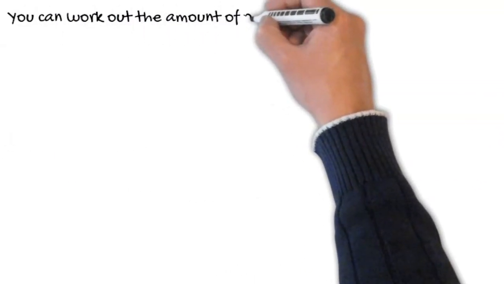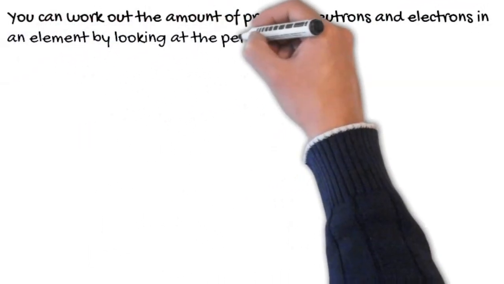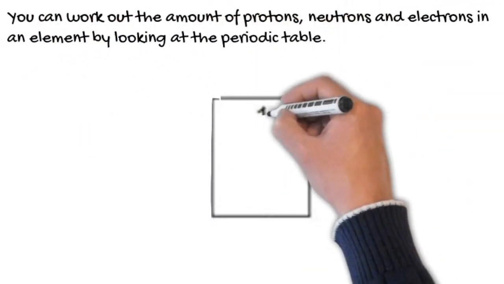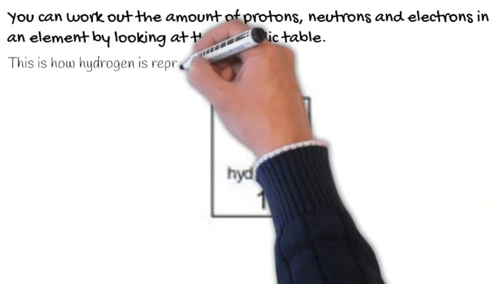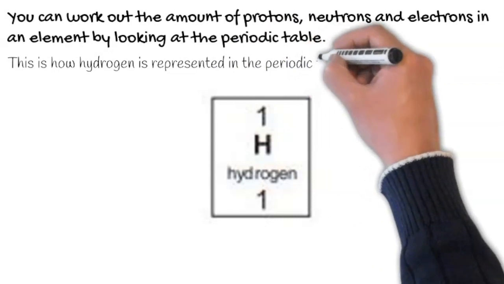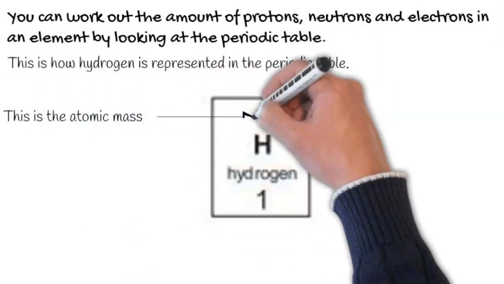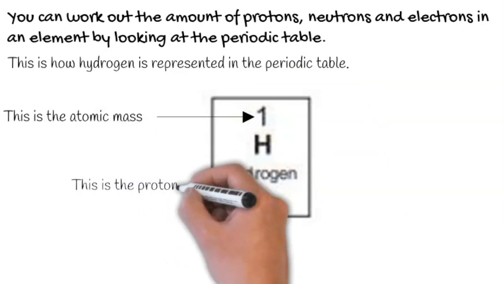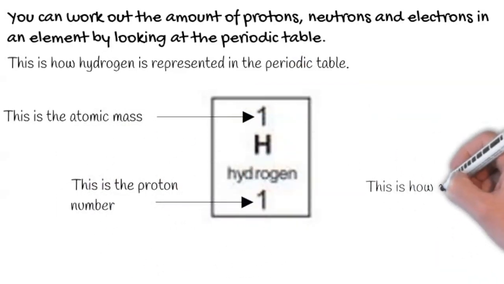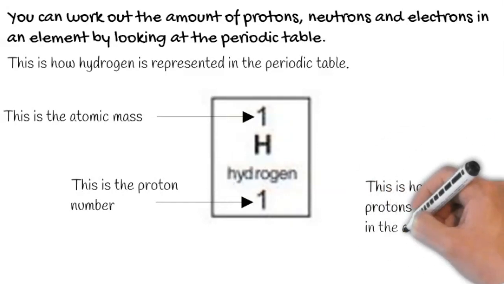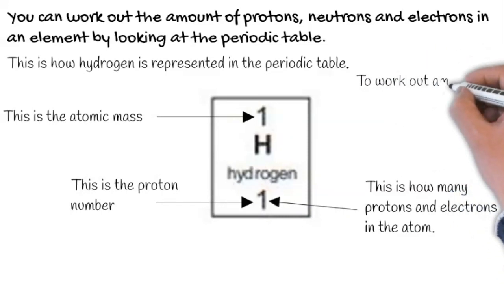You can work out the amount of protons, neutrons, and electrons in an element by looking at the periodic table. Here I am drawing how you would find hydrogen on the periodic table. Here is the atomic mass. So the atomic mass of hydrogen is 1, and here is the proton number. Now the proton number tells you how many protons and electrons there are in the atom. So in hydrogen, there is 1.